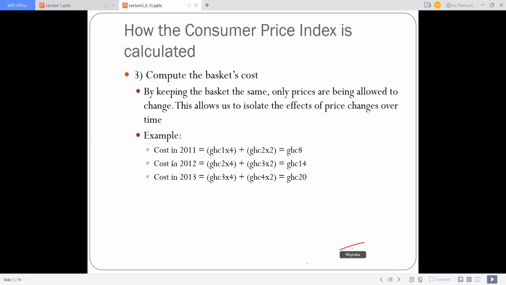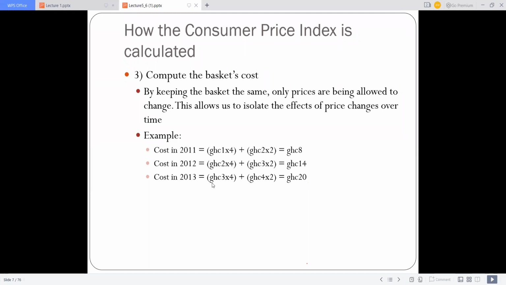Let's move on. Now, what is our cost in 2012? We said 1 Kenke was 2 Ghana cedis, right? And how many Kenkes were given? 4. The price of fish was 3 Ghana cedis. How many fishes were given? 2. So we multiply this, and then we add them up. We have 14 Ghana cedis. Good. Let's come to 2013.